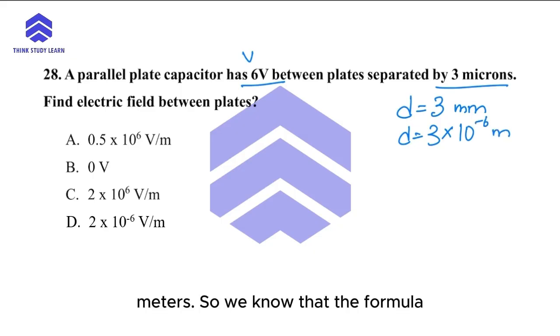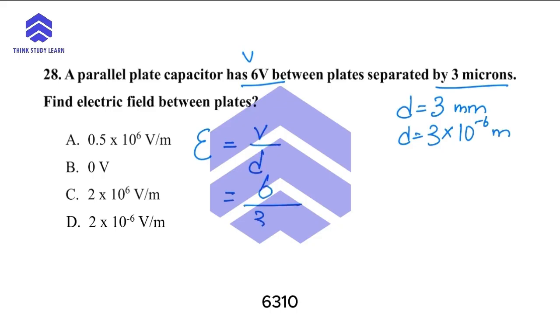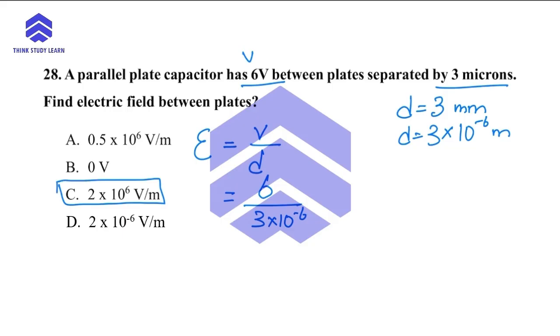So we know that the formula of electric field is E is equal to V divided by D. By putting values, we will get 6 divided by 3 into 10 raised to the power of minus 6, which is equal to 2 into 10 raised to the power of 6 volt per meter, which is option C. Hence, option C is the correct answer.